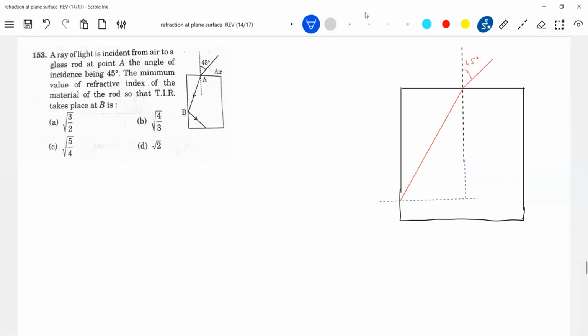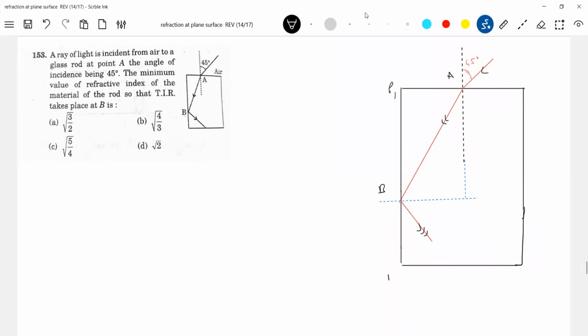Take a diagram like this. If it undergoes TIR, the ray is incident, then double refraction. Here it will undergo TIR. So here the ray enters at A. At B it should undergo TIR. Then only it cannot emerge from this particular side, P1 P2.